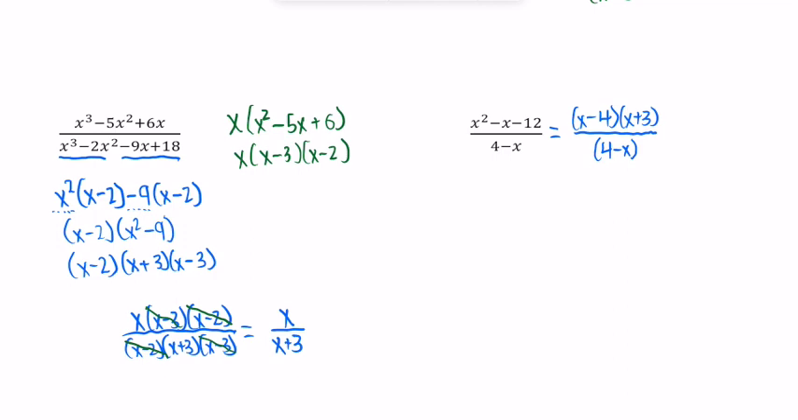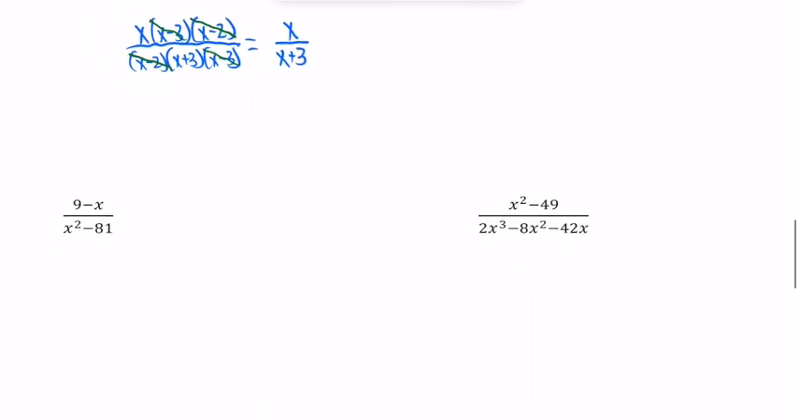X minus 4 and 4 minus x are not exactly the same, but they are opposites. With subtraction, when you change the order, they are opposites of each other. And you can cancel out opposites, but because we're not canceling out the same thing, we're canceling out opposites, when you do that, you need to put a negative sign in front of your result. So here, the negative of x plus 3 would be the answer. And if we want to, we can distribute the negative sign and see that it would be negative x minus 3 for the result.